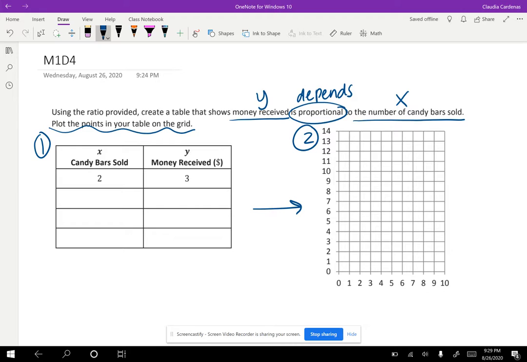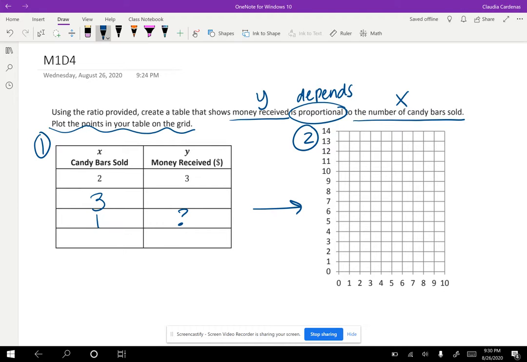So I know that if I sell 2 candy bars, then I receive $3. Well, how much money would I earn if I sold another candy bar to make 3 total? How could I figure this out? Well, if I'm adding one more candy bar to the sale, how much would that additional candy bar cost? I don't see it in the table. I don't see the amount for 1 candy bar, right? I don't know what that is. So how am I going to be able to find it?